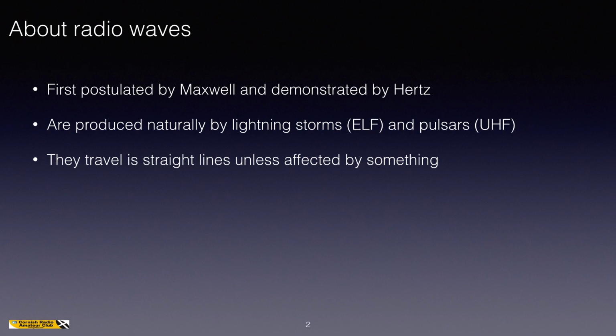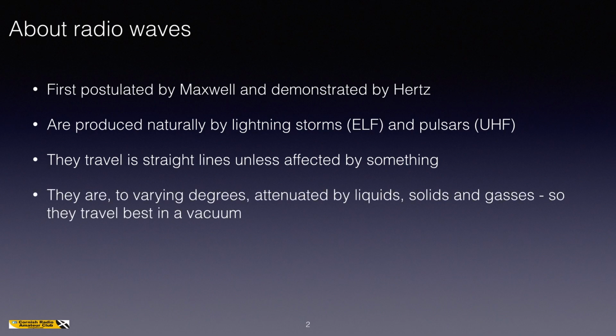They travel in a straight line unless they're affected by something. If you had any radio wave in space and sent it off on its way, it would go off in a straight line unless something changes its direction. And they are to varying degrees attenuated, that means reduced in level, by liquids, solids and gases. So they travel best in a vacuum.